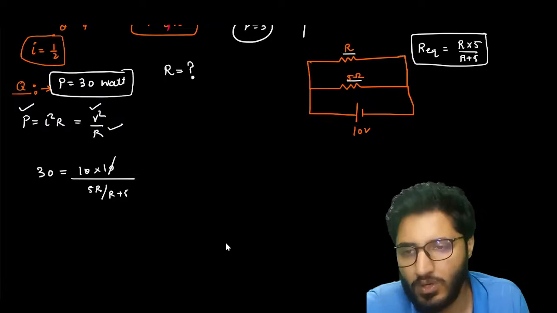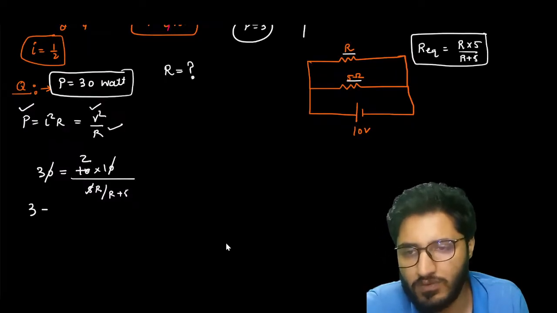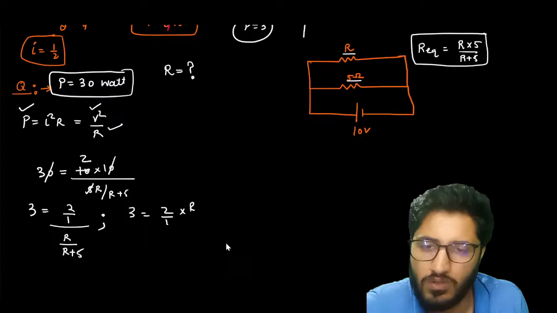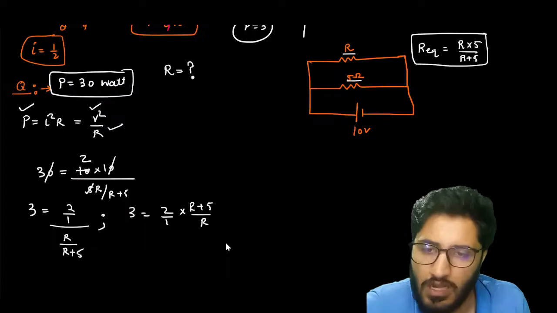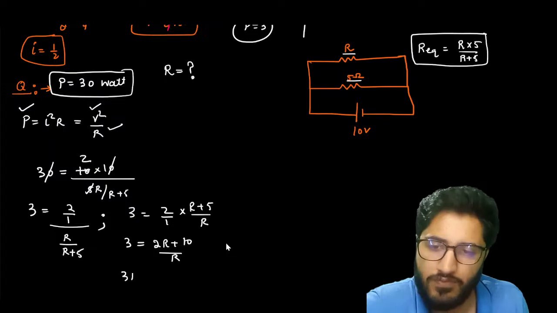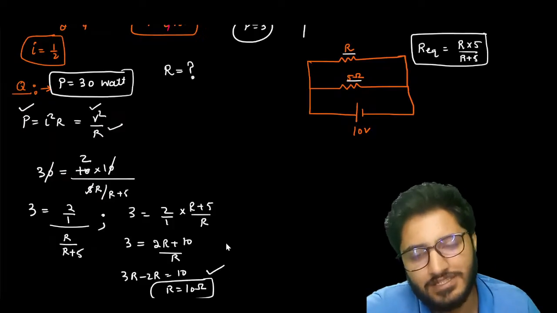Look, 10 and 10 cancel out. 5 1 is 5, 5 2 is 10. So 3 equals 2 divided by 1 whole divided by R divided by R by 5. No, take it easy. Don't worry. 3 equals 2 by 1 into R by 5 divided by R. 3 equals to 2R plus 10 divided by R. 3R minus 2R equals 10. So R equals 10 ohm. R is 10 ohm.